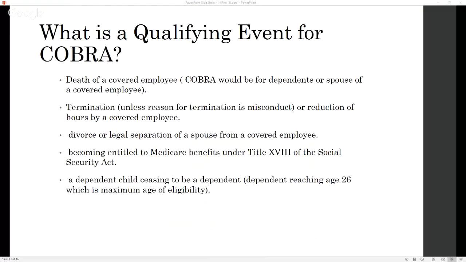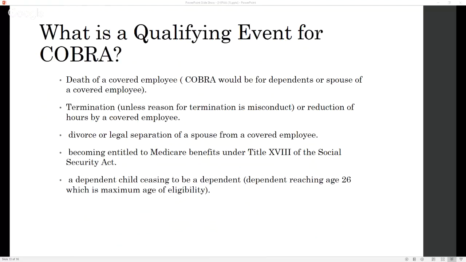So if you were a full-time employee and your company requires you to be a full-time employee in order to have group health benefits, then all of a sudden they cut back your hours and you're no longer a full-time employee, then this also gives you the opportunity to continue that coverage even though you no longer qualify because you're only a part-time employee.